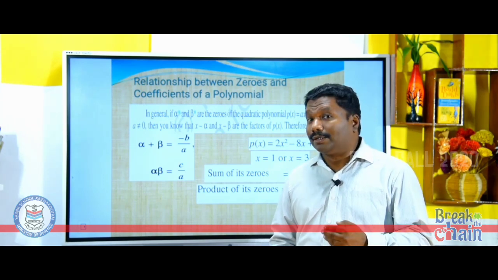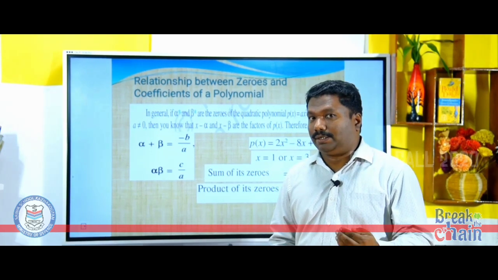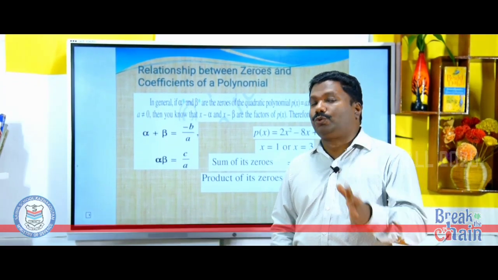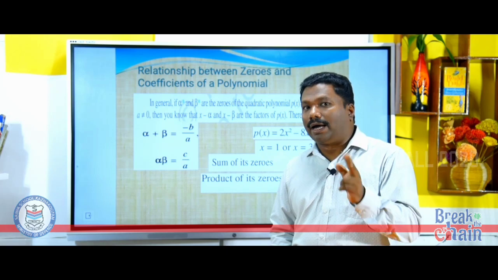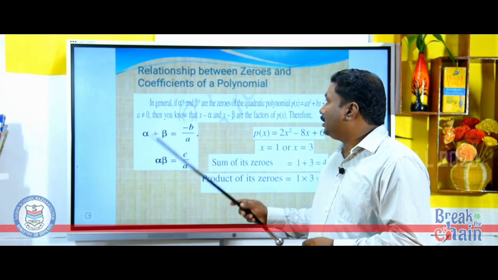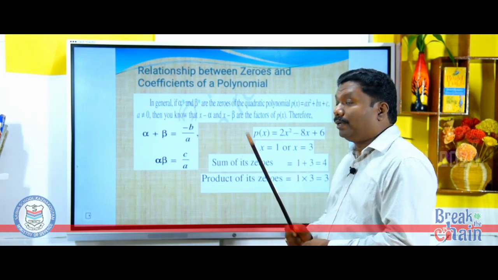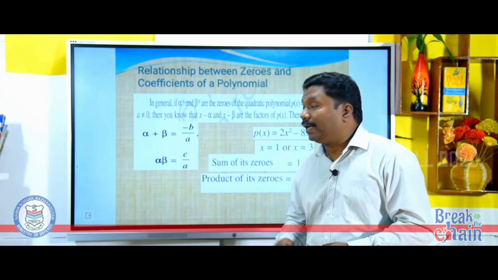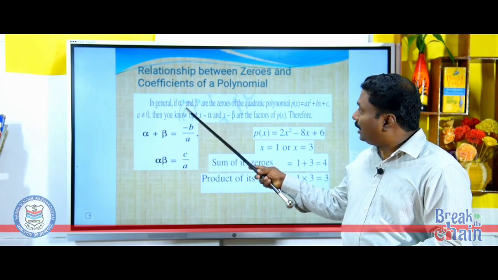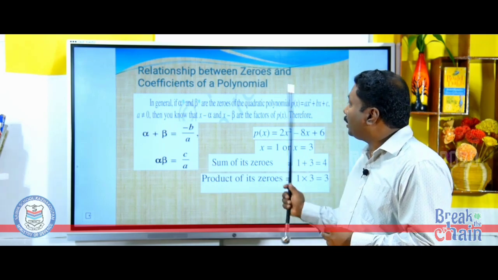We know that the general form of a quadratic polynomial is ax square plus bx plus c. We already learnt that a quadratic polynomial has at most two zeros. So let alpha and beta be its zeros. In general, alpha and beta are the two zeros of the quadratic polynomial ax square plus bx plus c.